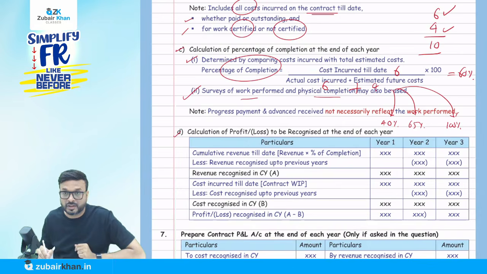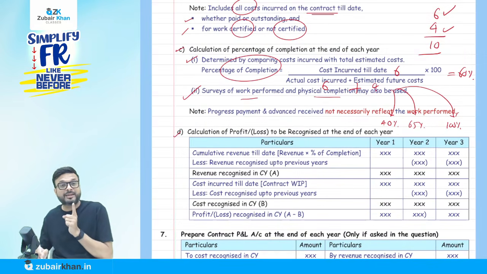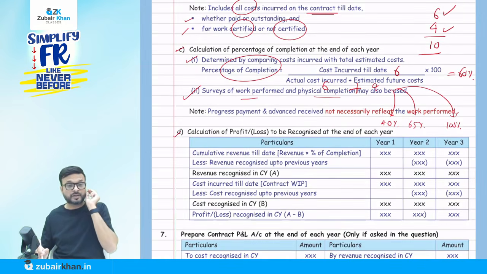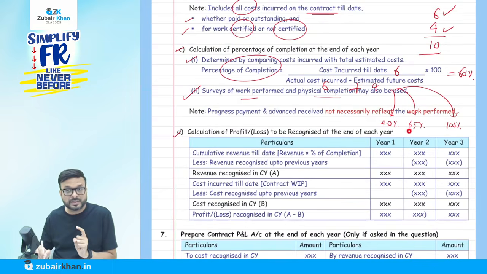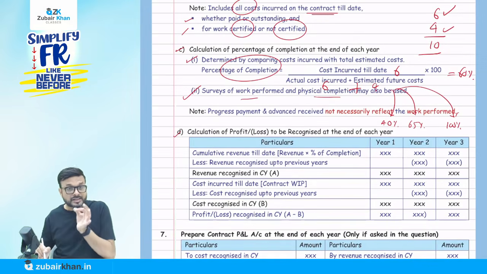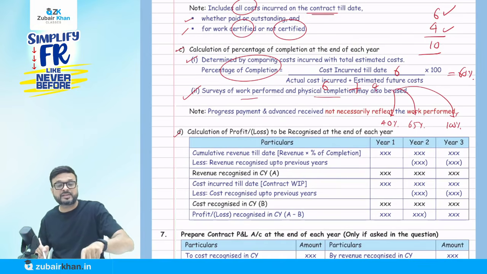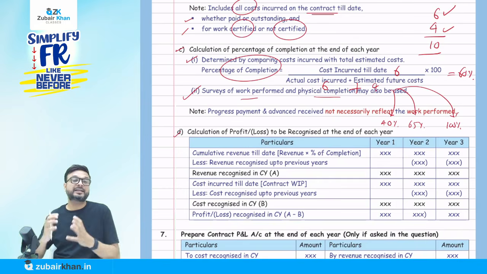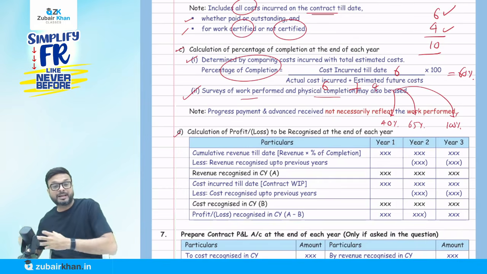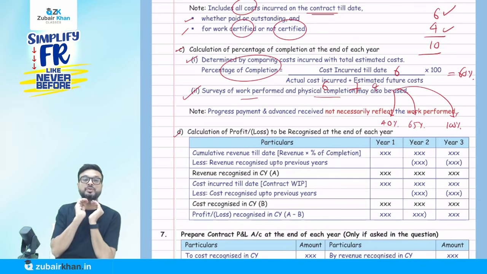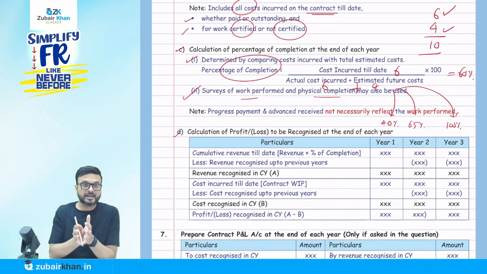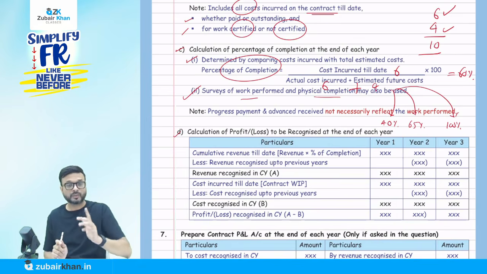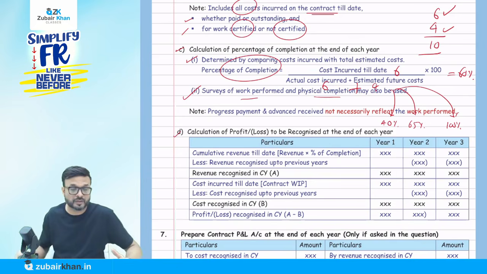When I say 40% work has been completed at the end of the first year, and at the end of the second year 65% work has been completed, what does it mean, 65%? That is on a cumulative basis. This 65% is not specifically for the second year. 65% means by the end of the second year, the total work which has been completed is 65%. And by the end of the third year, the total work which has been completed is 100%. So 100% is not exclusively for the third year.